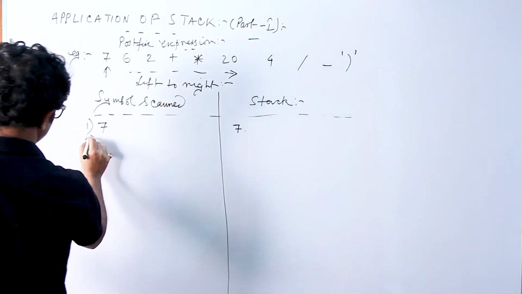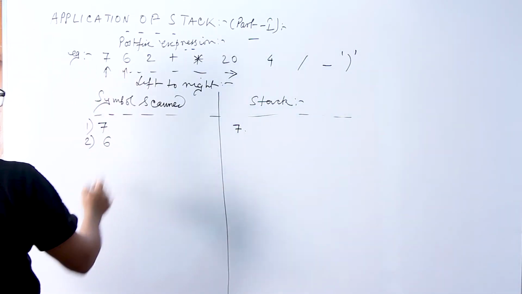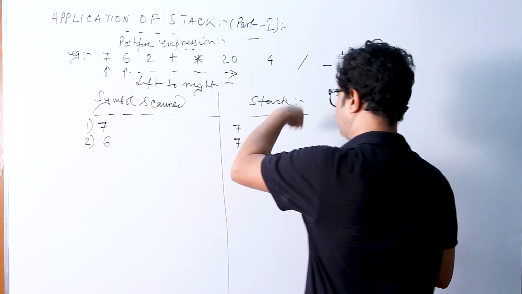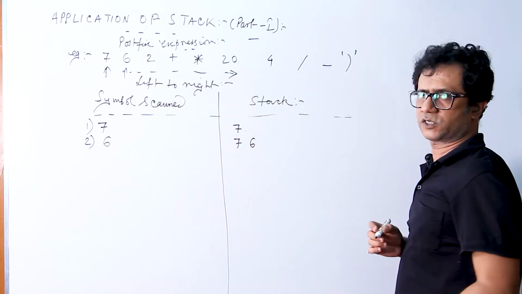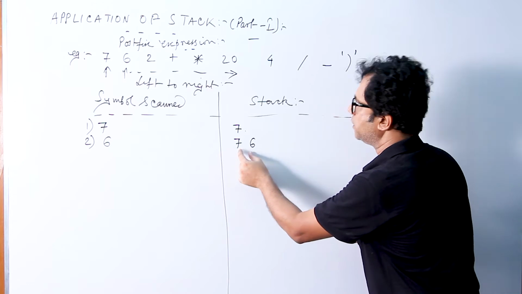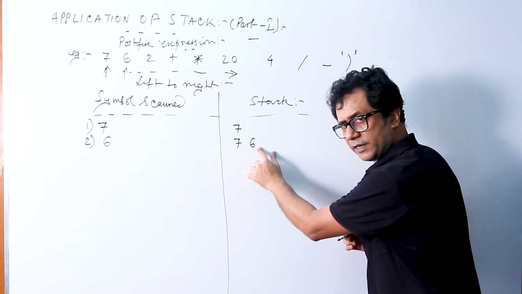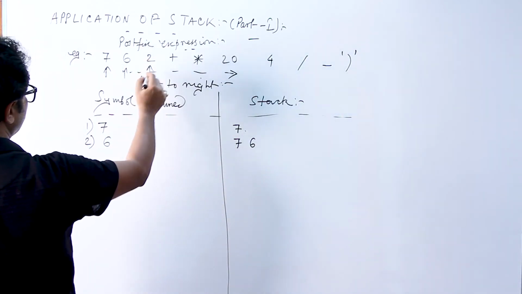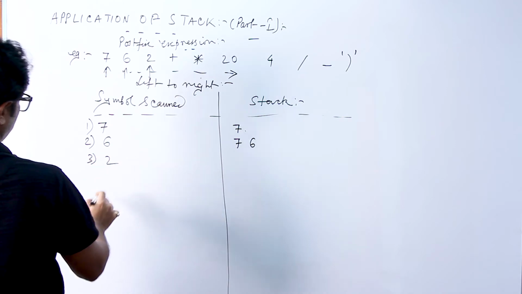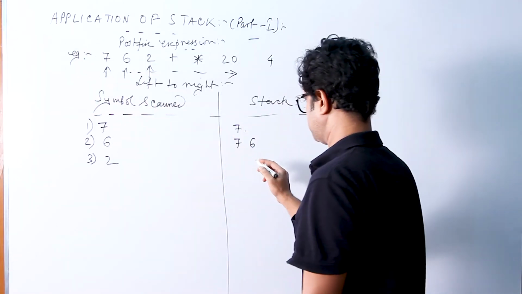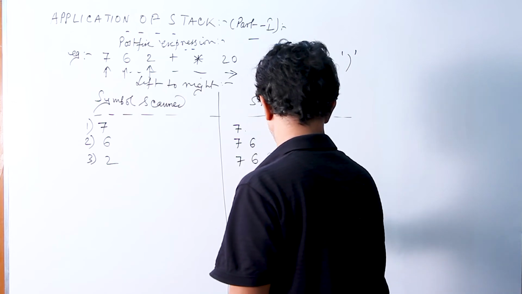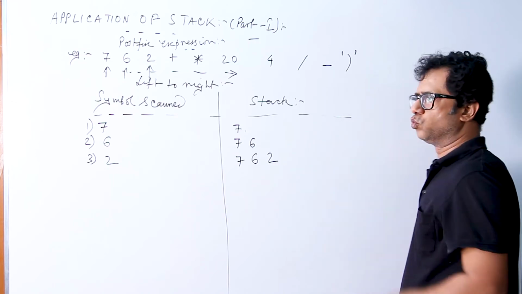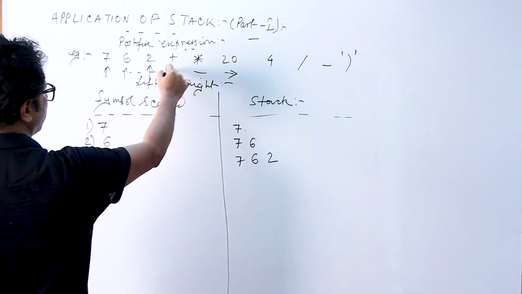Number 2, now we see that 6 is also an operand. So the stack will now contain 7, and above 7 there will be 6. Now the stack contains 2 elements, and the topmost element is 6. After that, we see another operand in the third step, so this will also be pushed to the stack, and the stack will grow in size. The length of the stack will become 3 and the topmost element will be 2. After that, we see that there is a plus symbol.